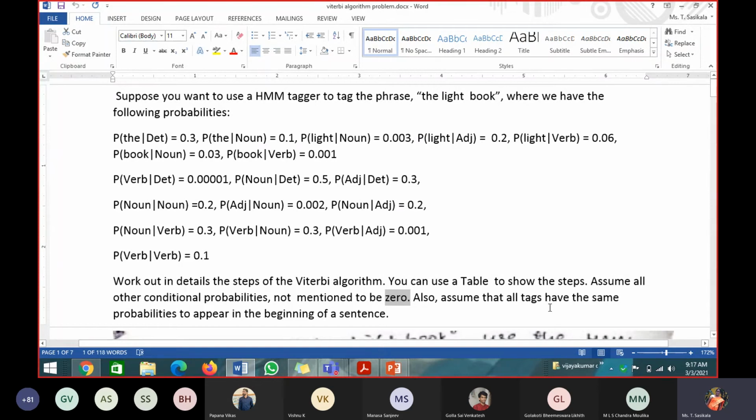Second condition: also assume that all the tags have the same probability to appear at the beginning of the sentence. So in the beginning of the sentence, all the tags will have the same probability. That we will see later. So this is how the questions will be given. The question will start here and end here.